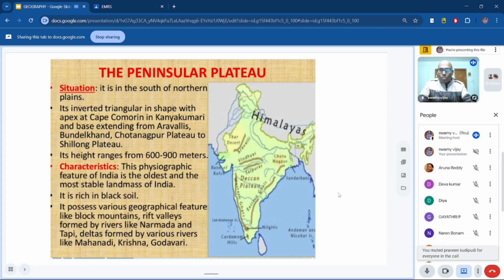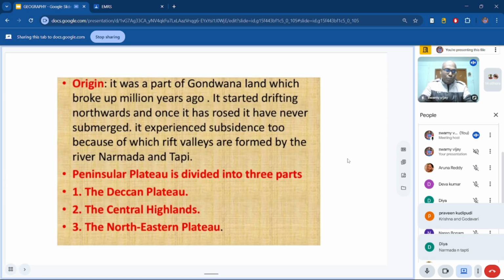Okay, so let us go to the next one. Next slide. Krishna and Godavari, not sir. Narmada and Tapati are west flowing rivers. These two, Narmada and Tapati, are west flowing rivers. Remaining all are east flowing rivers. Okay.